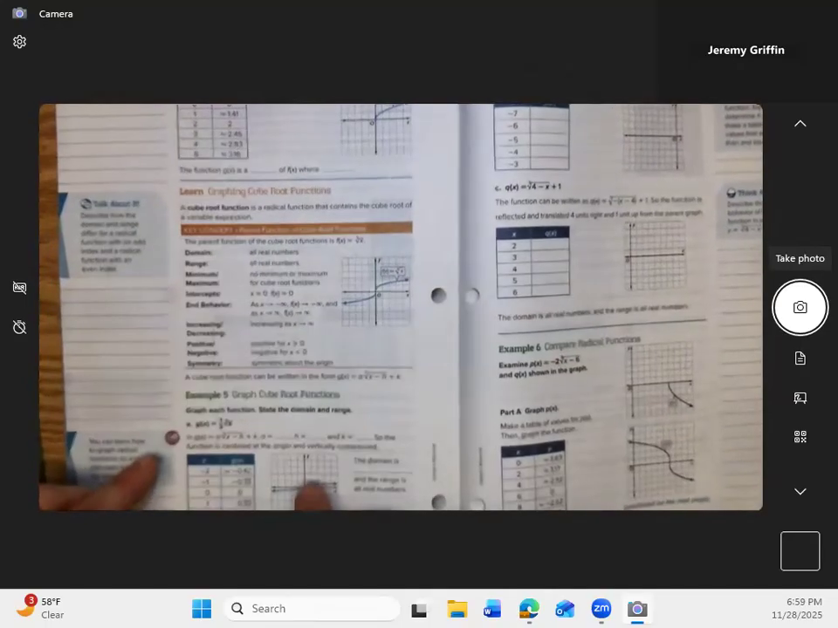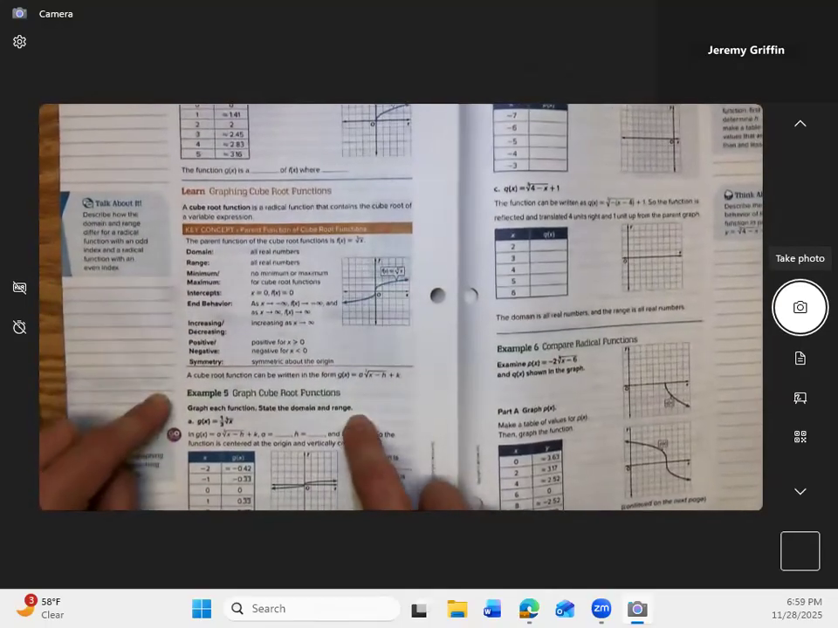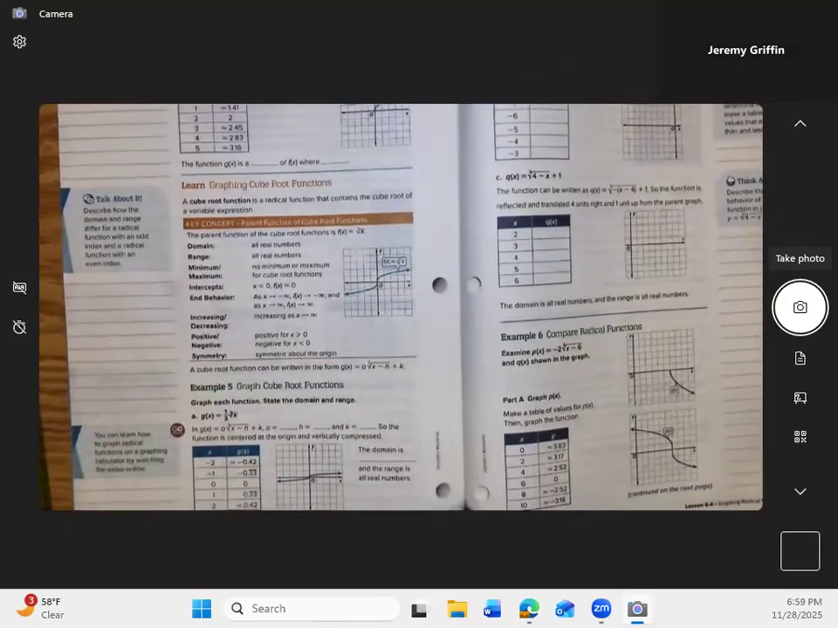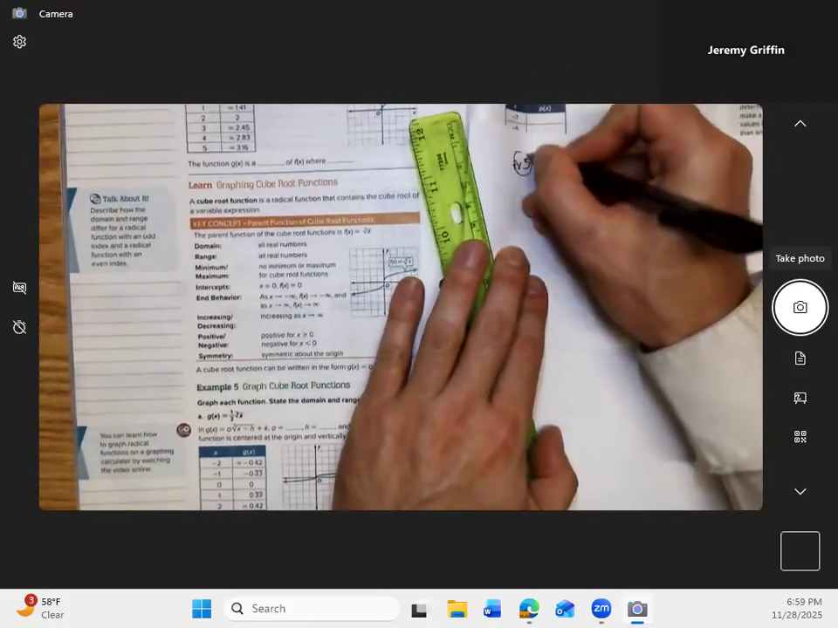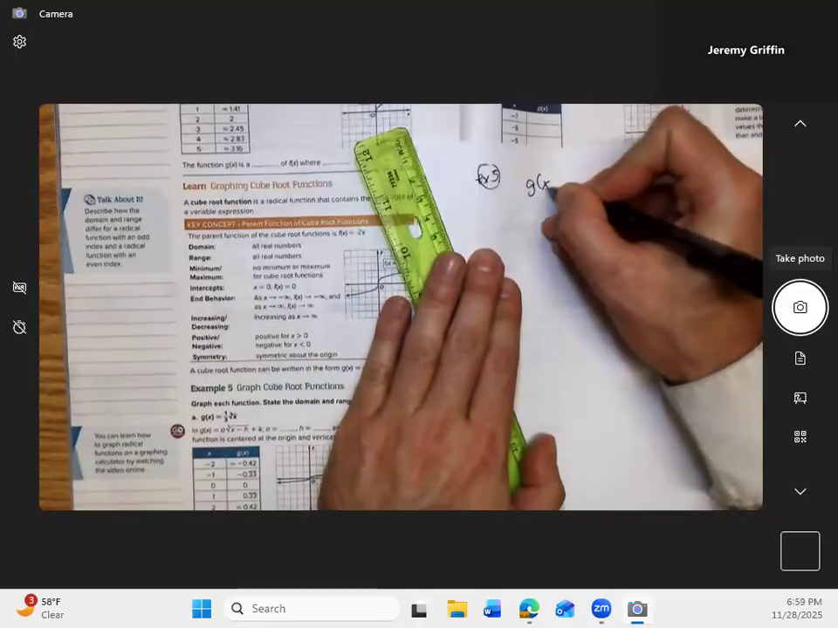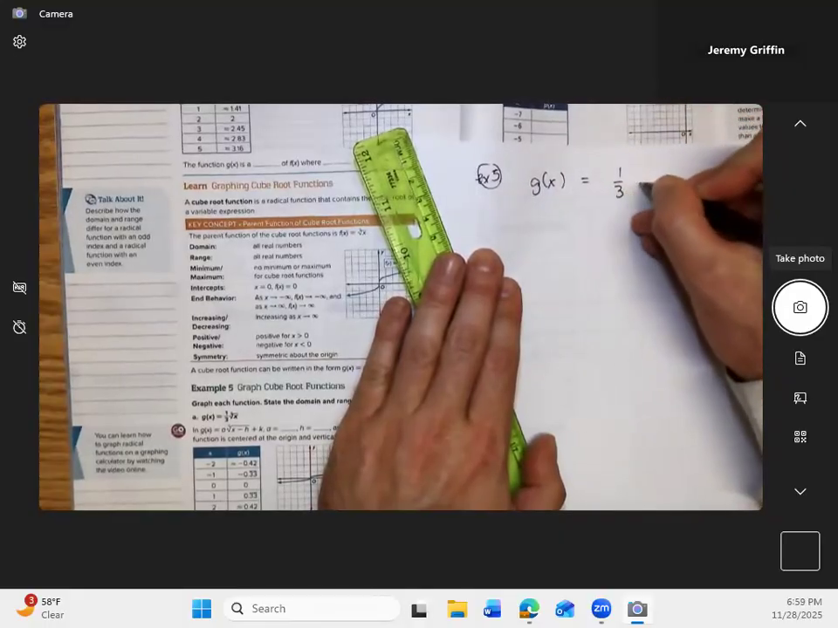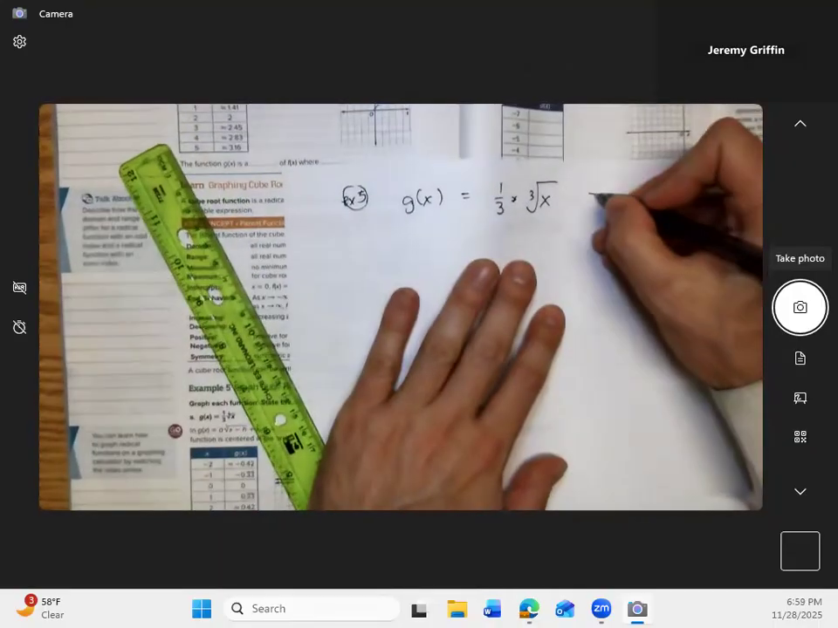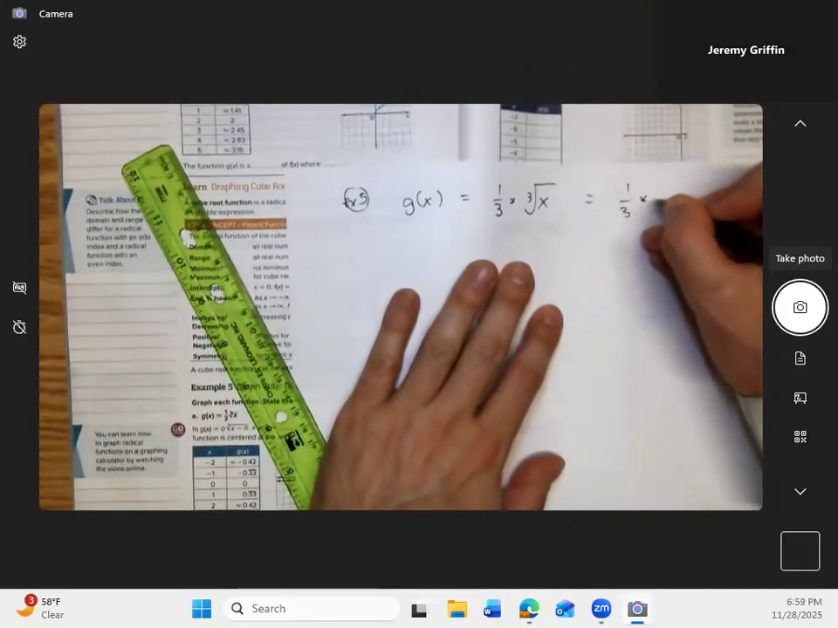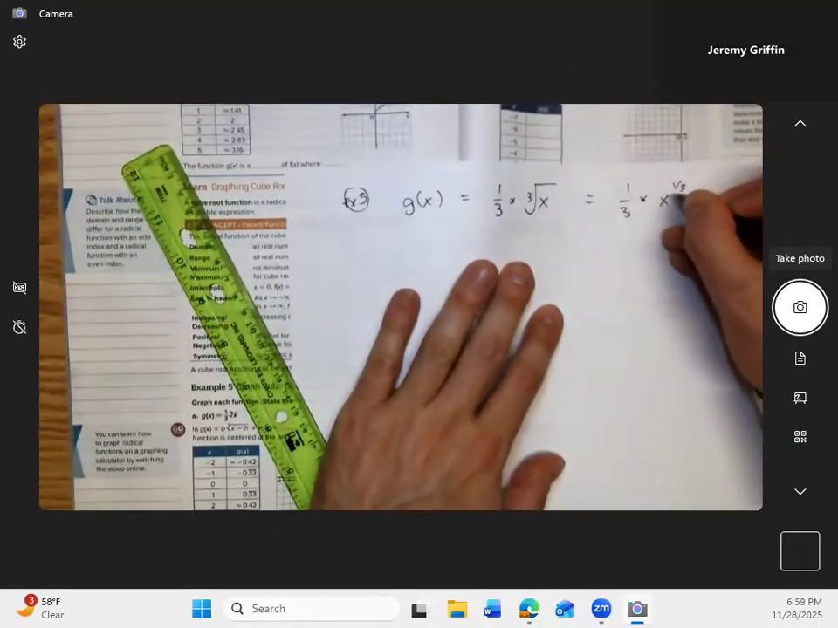Okay, so example 5, graph cube root functions. All right, so they threw one at us. Want us to graph that? I guess we could make a table and graph it. Let's do that. Example 5. So we're doing a g of x, they're calling it, is 1/3 of the cube root of x. Or how I might like to think of it is 1/3 times x to the power of 1/3.